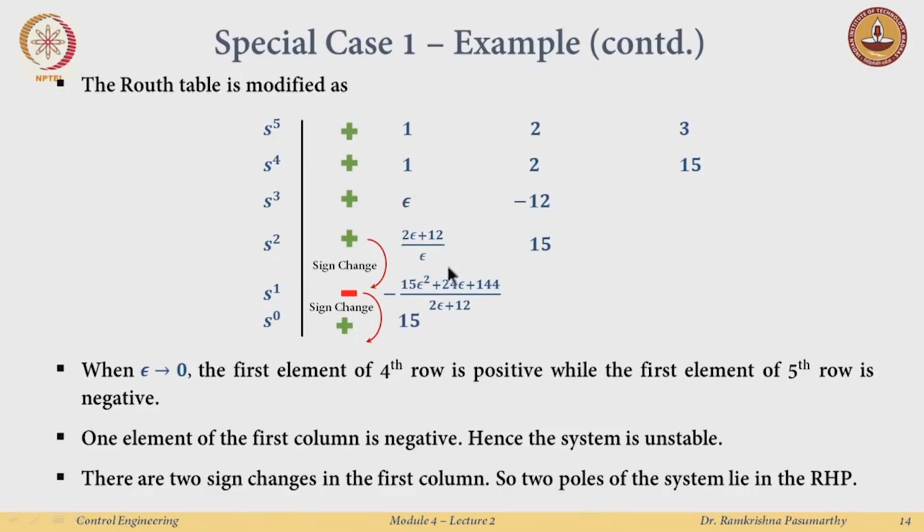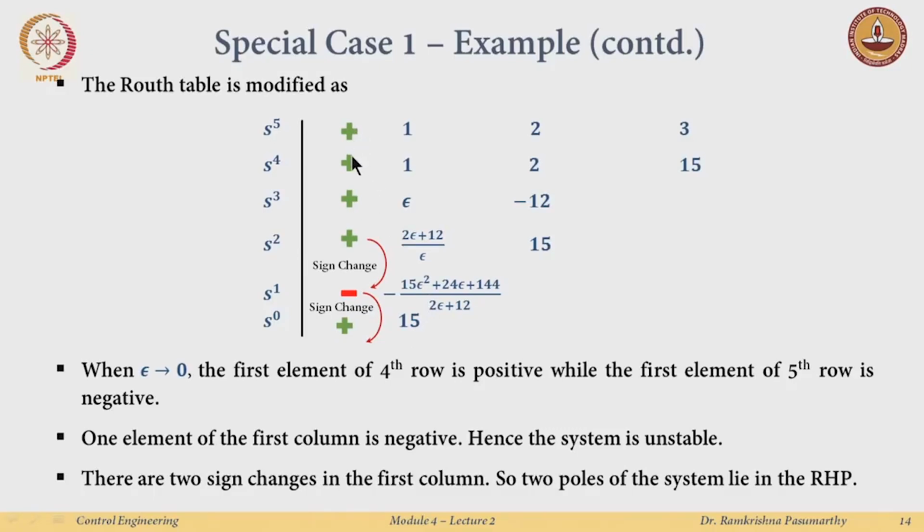Then this element is computed as (2 epsilon + 12) over epsilon, and I have a 15 here, and then the s power 1 term turns out to be this, again doing these computations. And okay, now closely look at this term, right. As epsilon becomes very small, we could even take the limit as epsilon goes to 0, this guy becomes a negative number, right. I just have 144 by 12. Okay. So, this, and then the last number becomes 15.